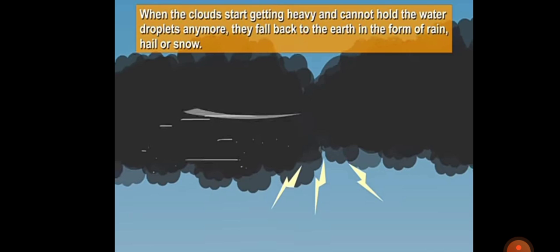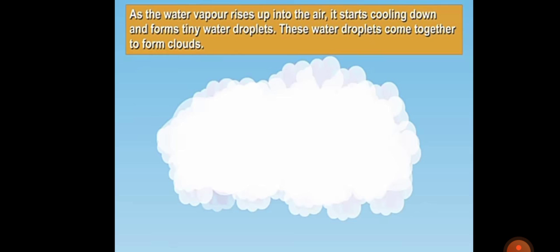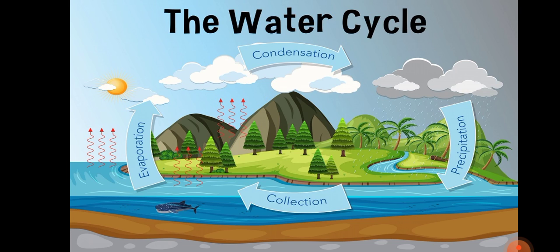That means those water droplets come back to the ground in the form of rain or snow, because the clouds are becoming heavy and cannot hold any more water droplets. That's why the water droplets fall back to the ground, and this process is called precipitation, which involves rainfall and snowfall.